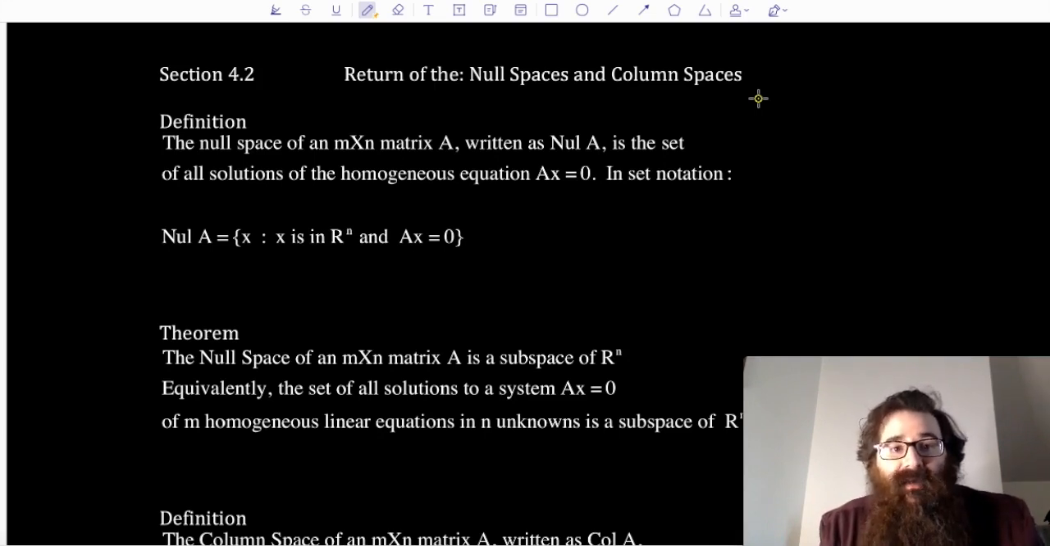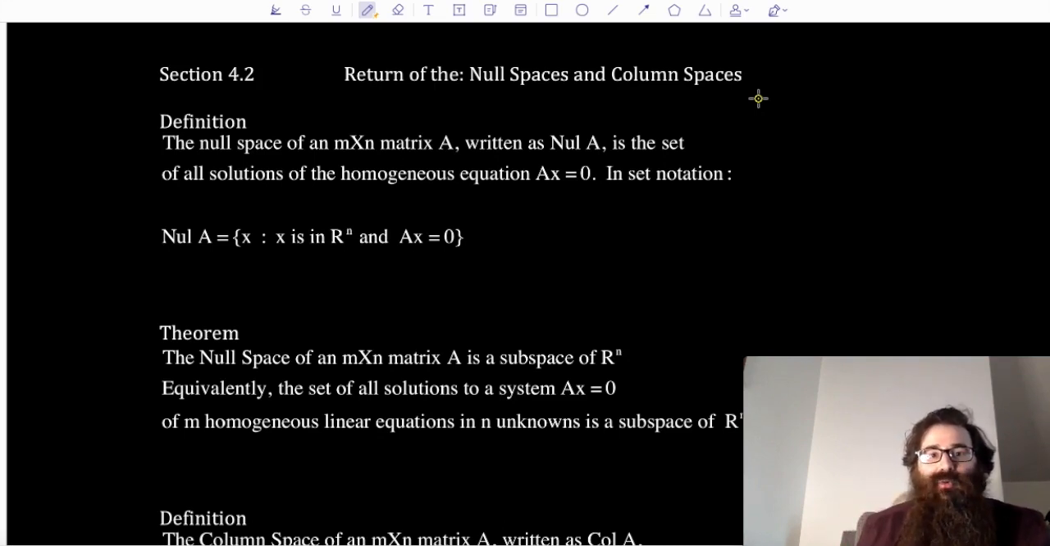The null space of an m by n matrix A, written as null A, is the set of all solutions to the homogeneous equation Ax equals the 0 vector. And in set notation, null space of A is all x such that x is in vector space Rn and Ax is equal to the 0 vector.